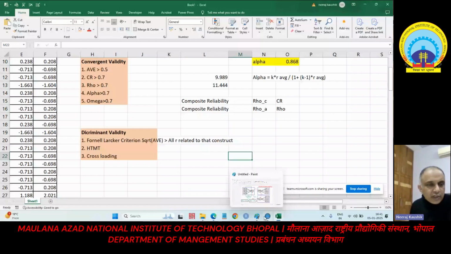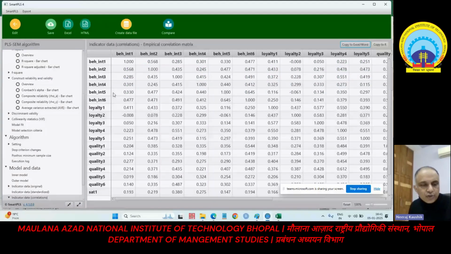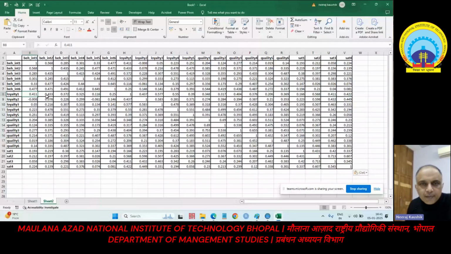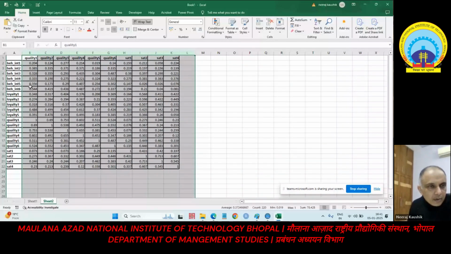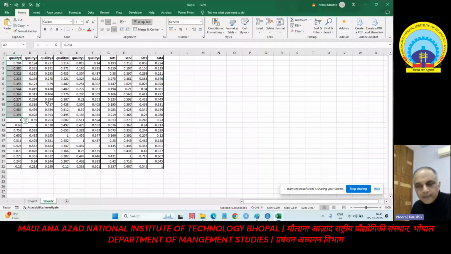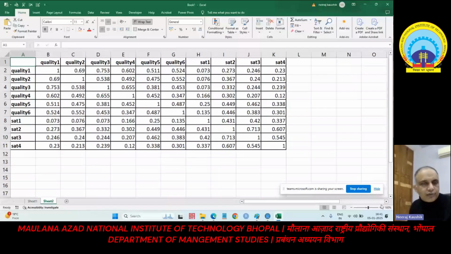So two things I require. Number one, the correlation between all the items. So I'm taking it in a new sheet here, and I'm computing for quality and satisfaction. So let me remove the other statements. These I am removing. These I have removed. Okay. Now I am left with all the items of quality, and their correlation with all the items of satisfaction.